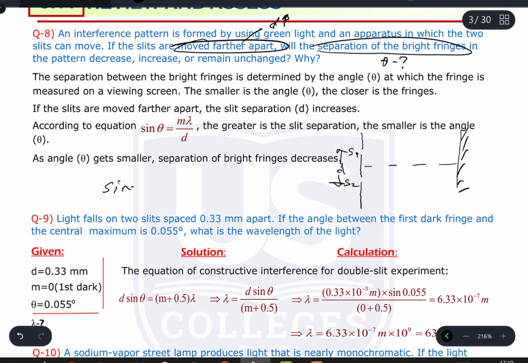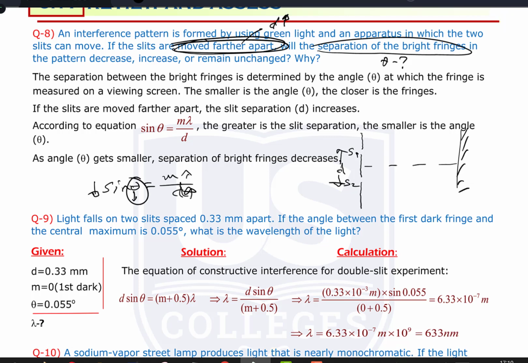In the sin theta equation, we know that it's equal to m times lambda over d. Then if the slits are moved farther apart, d increases according to the given question. If d increases, sin theta decreases. What does it mean? Theta decreases. As theta decreases, the fringes will get closer to each other. Then the separation between the bright fringes will decrease.